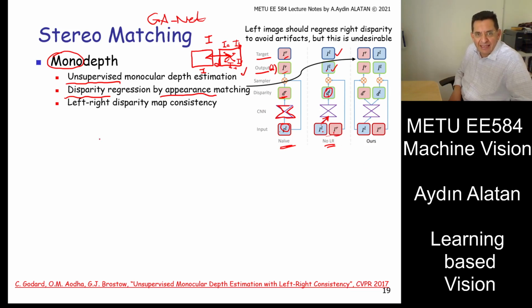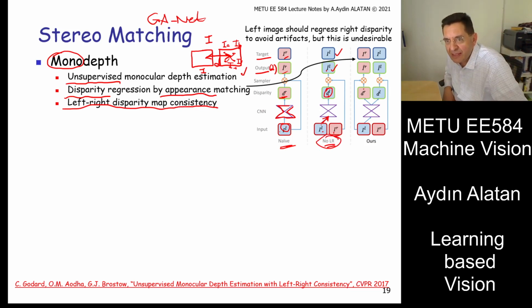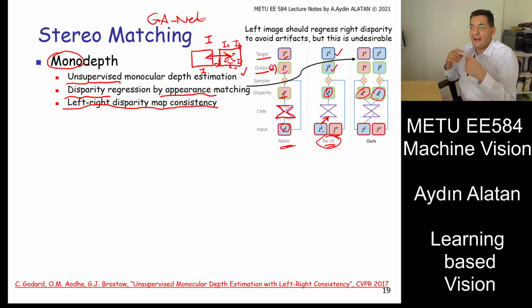But this doesn't have left-right disparity map consistency, okay? This means no left-right. If you are not also estimating this one and that one together, then you are losing some information. Therefore, from left you calculate right, from right you calculate left. There are two disparities, and those two disparities should also match each other.